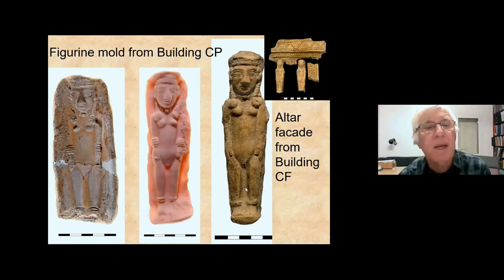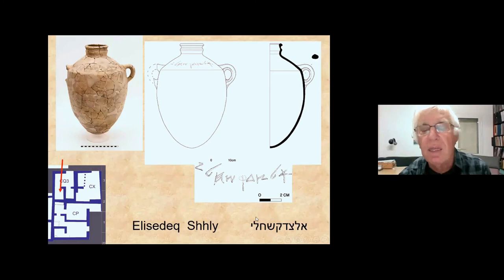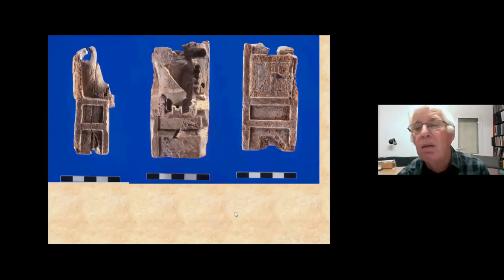This figurine was made in the mold. We found the mold in the other building where the Elisha inscription was found. So it's all a very interesting system. Shakai Nimshi inscription, the Eli Tzedek in Shachali inscription. And we shall end with this final picture, I think.